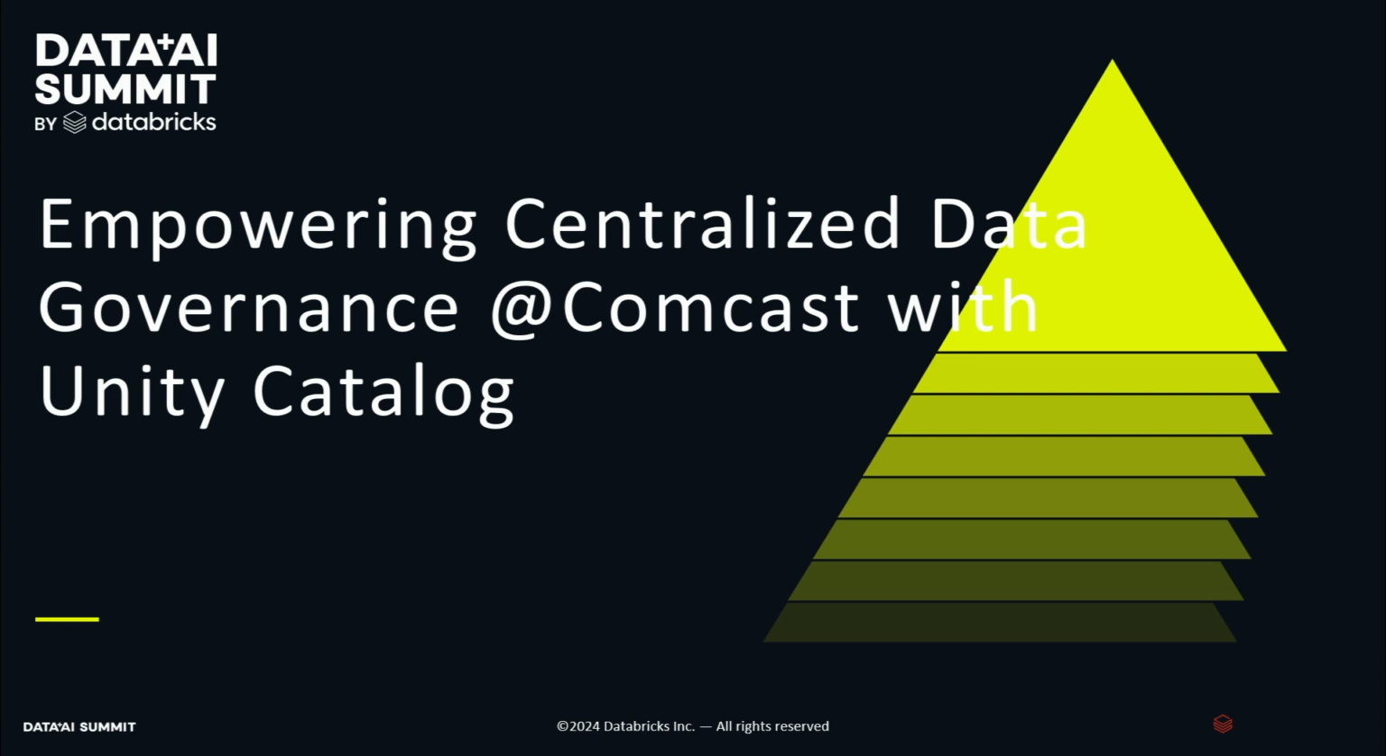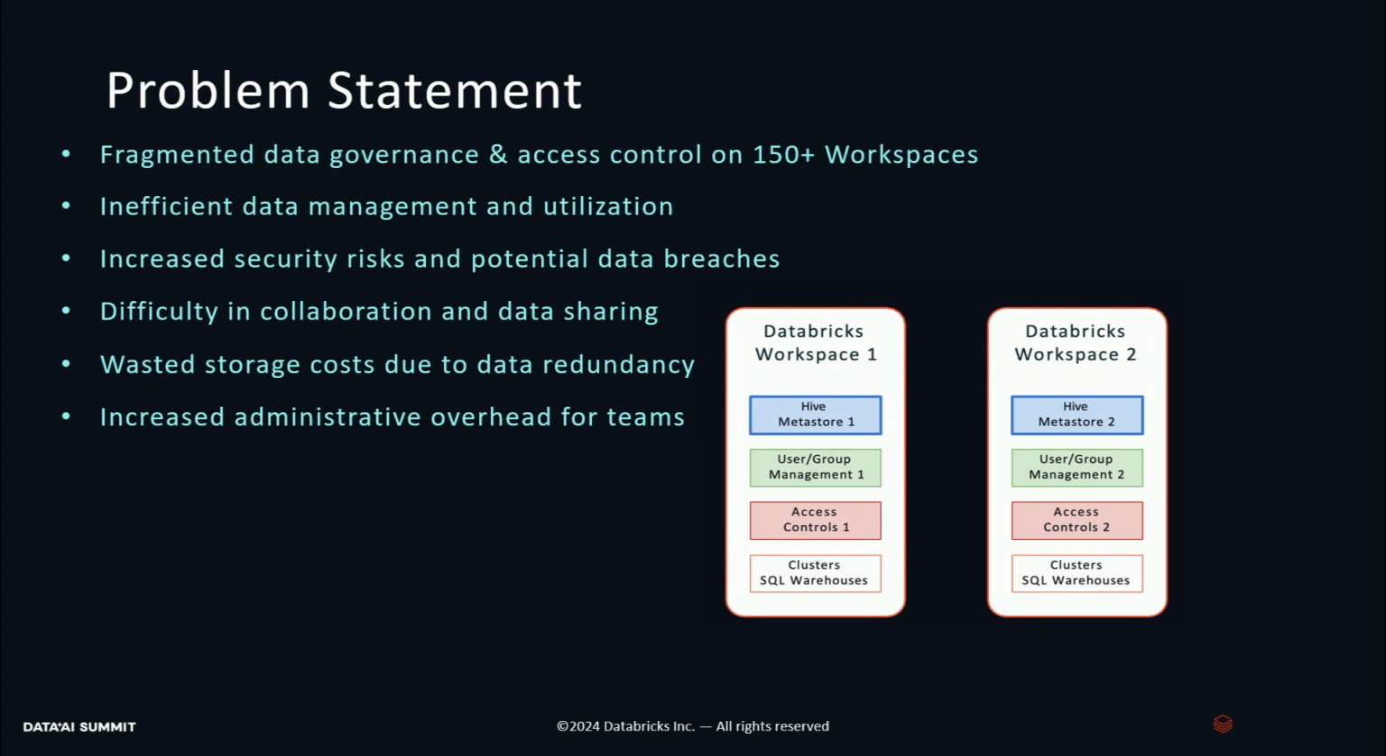So let's get started. So here, if you see in the diagram, prior to Unity Catalog, the access governance was completely decentralized, right? Each workspace had a separate Hive metastore, which means access governance, user management, the access controls, all the policies, everything was managed at individual workspace level.